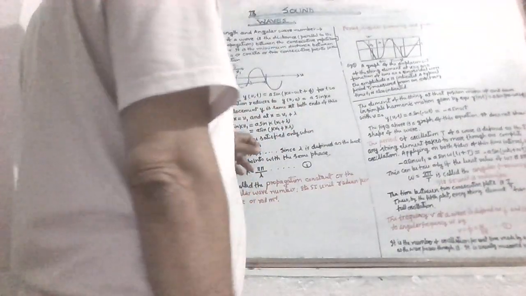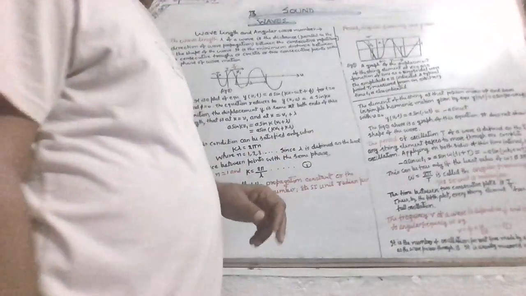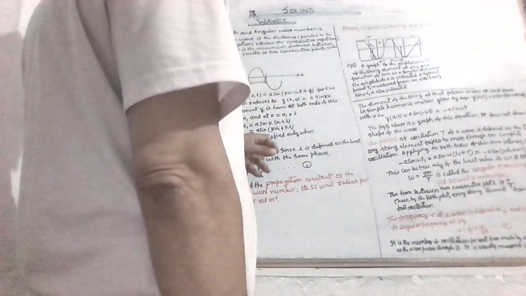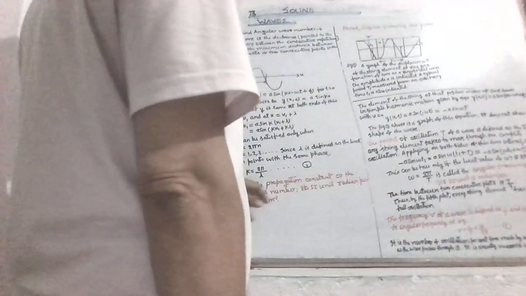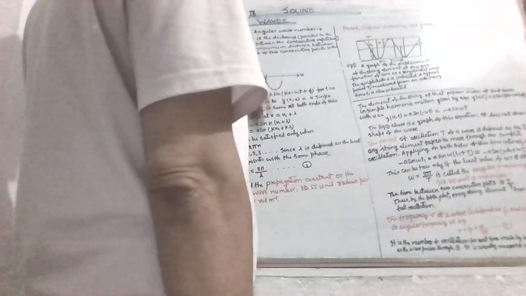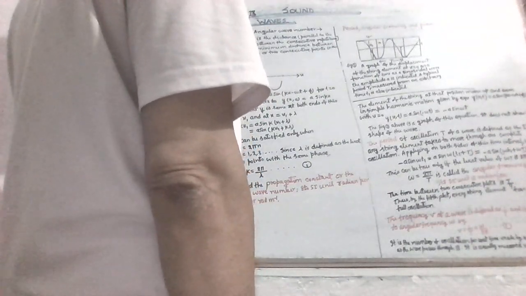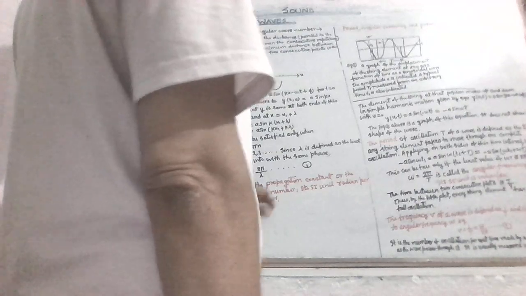This condition can be satisfied only when k lambda = 2 pi n, where n = 1, 2, 3, and so on. Since lambda is defined as the least distance between points with the same phase, n = 1 and k = 2 pi by lambda. k is called the propagation constant or the angular wave number. Its SI unit is radian per meter.